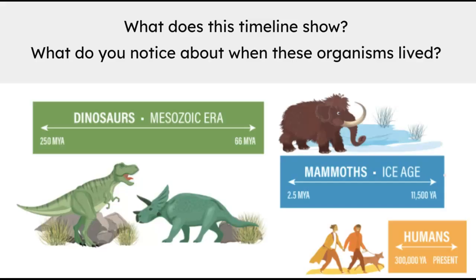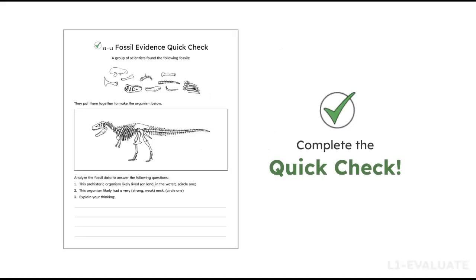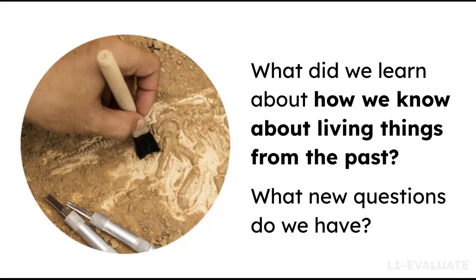You'll then show the timeline and ask students what it shows. You'll ask what students notice about when the organisms lived. You can post the prehistoric vocabulary card during your discussion. For the Evaluate portion, you'll have students independently complete the Fossil Evidence Quick Check in their student journal. To support student sense-making across the unit, orient them back to the driving question board. Ask, what did we learn about how we know about living things from the past? And what new questions do we have?